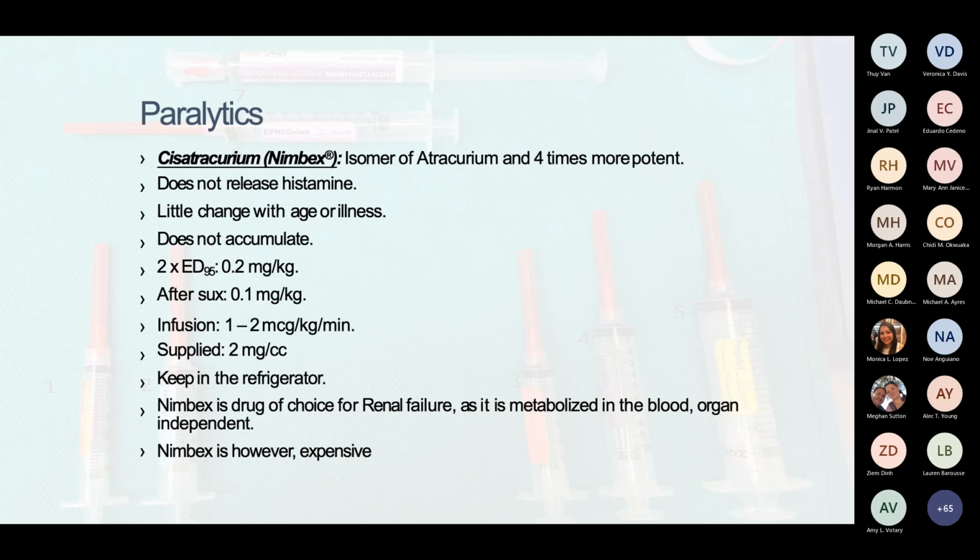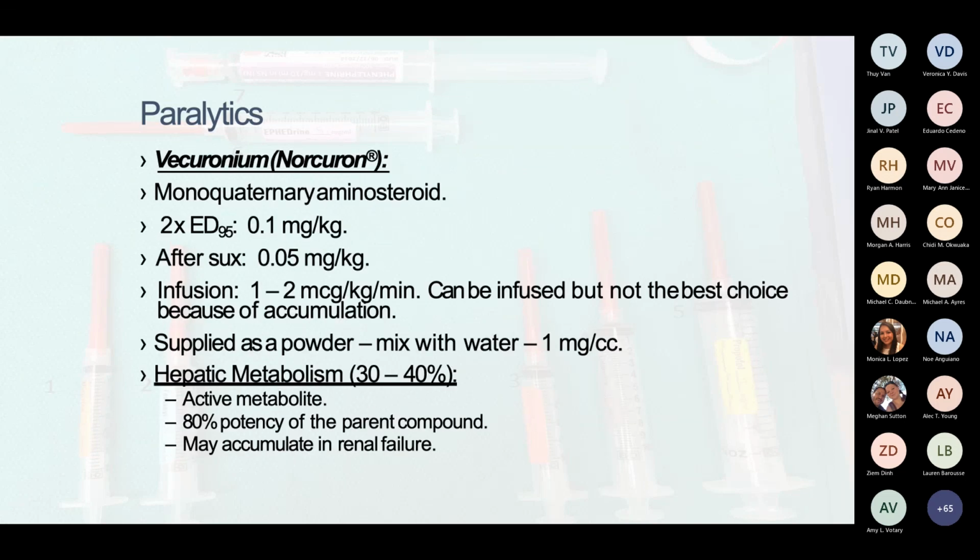It's your muscle relaxant of choice for renal failure because of its metabolism, so you don't have to worry about some of the bad things that happen, and it also will go away quickly as opposed to some of the others that are dependent on kidney function for elimination. Again, it's expensive, and like I said, it just doesn't work very well as far as muscle relaxants go.